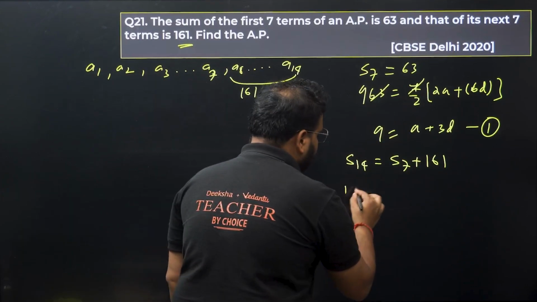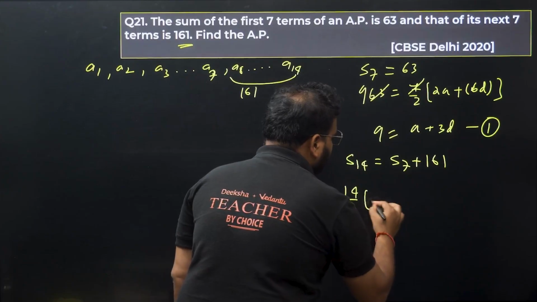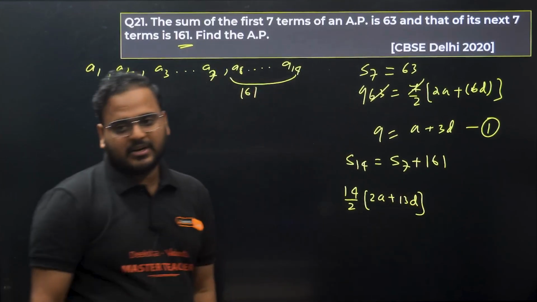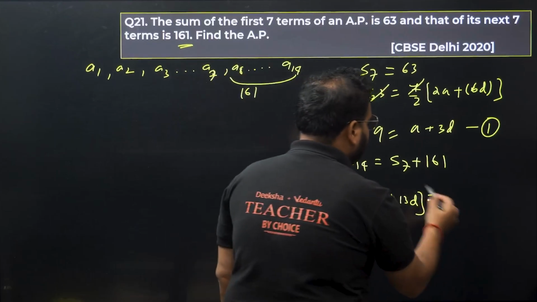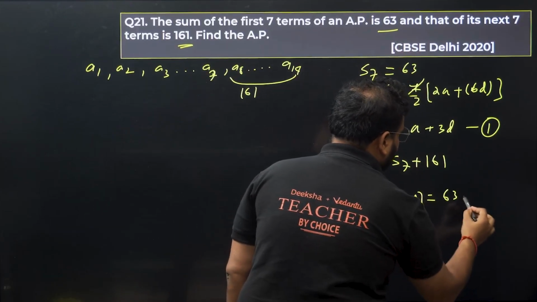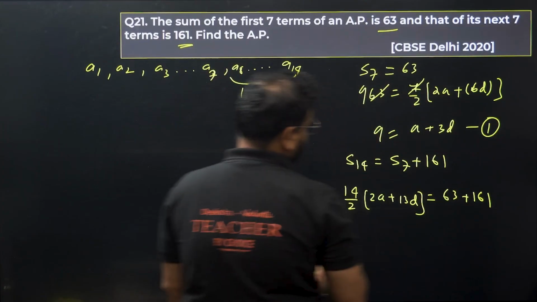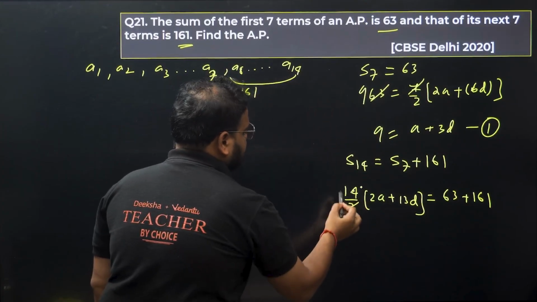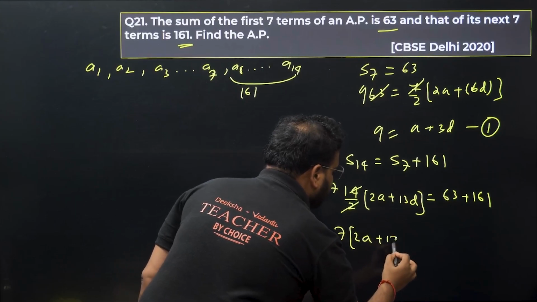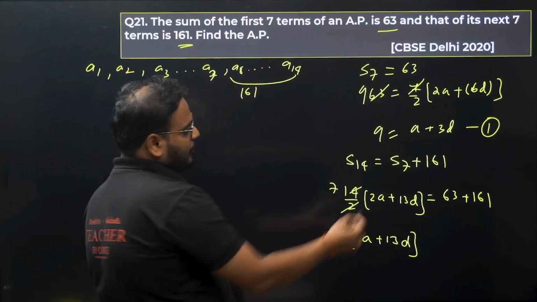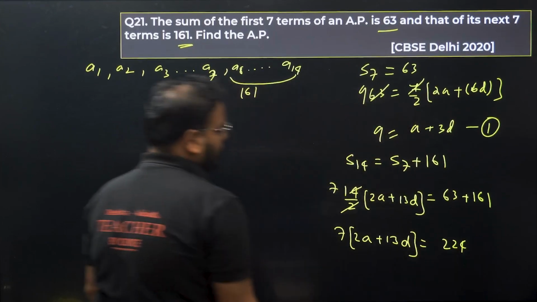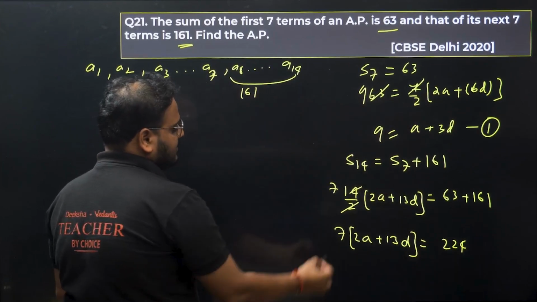S14, the formula is there. 14 by 2, 2A plus 13D. 2A plus 13D equals S7, which is how much? 63, right here. 63 plus 161. Okay, this will cancel here. I get 7 now. So I have 7 times 2A plus 13D, and over here what I have is 224. Okay, 224. Cancel this now.